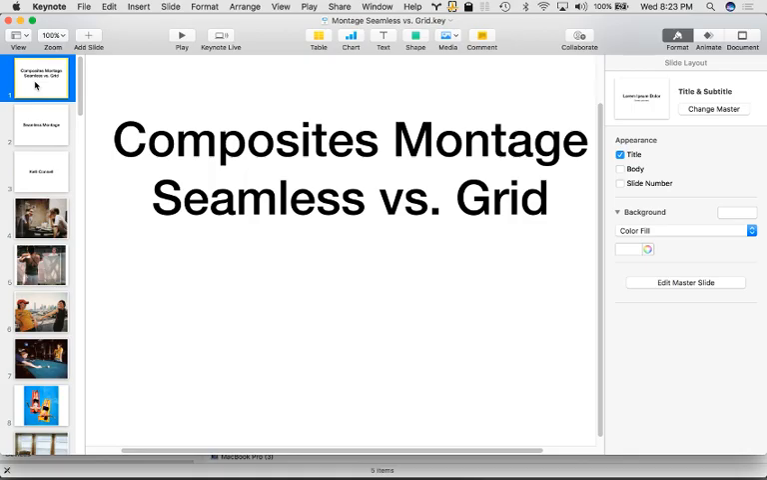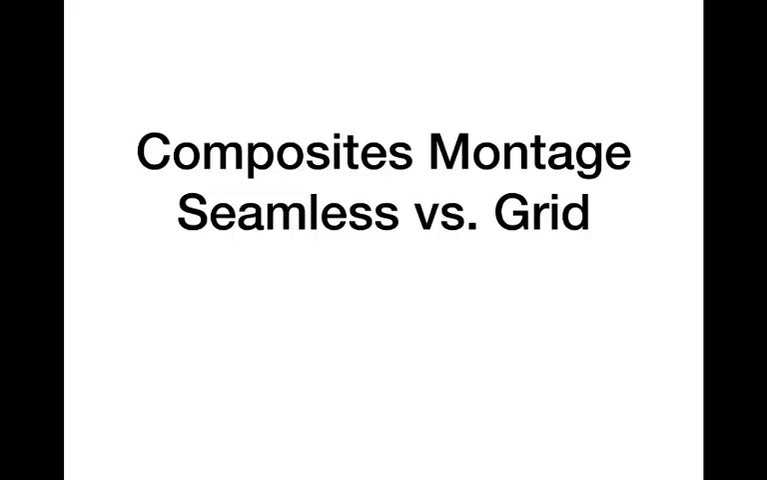Okay, so composites or montaging. There's 2 different versions that we're going to talk about here in the beginning. One is seamless and one is grid view. So we're going to look at some examples of seamless montage right here.